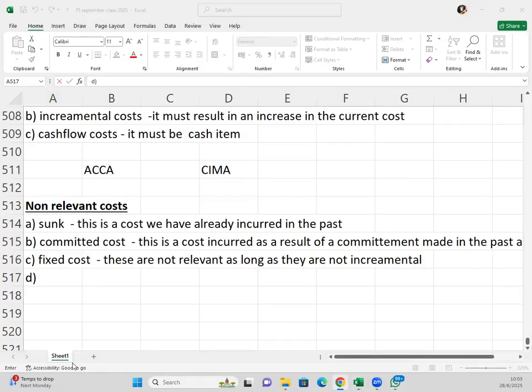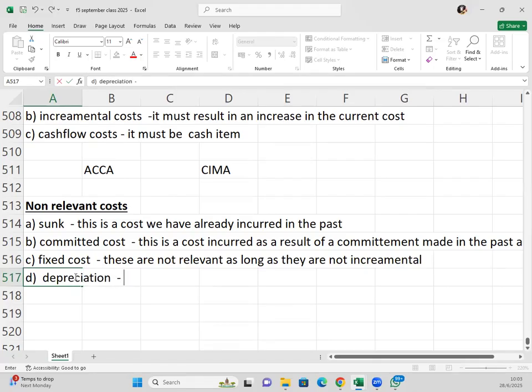Then other non-relevant costs, we have depreciation. So depreciation is part of the non-relevant cost. Why? Because it is a non-cash flow cost. Depreciation or amortization is not relevant because these are non-cash flow costs. The relevant costs have to have a cash flow impact, and depreciation or amortization do not have a cash flow impact.